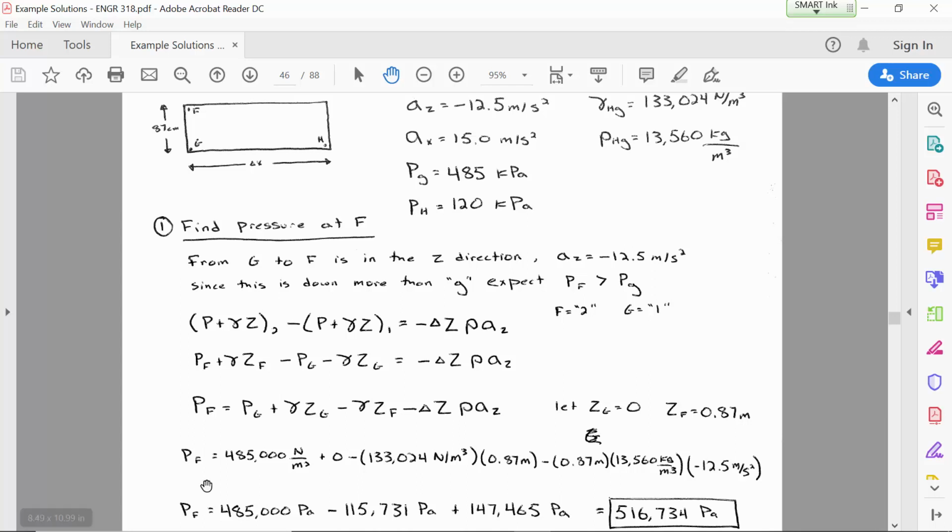Remember my advice about including the units in the calculations? That also, I think, is important for Euler's because you've got both the unit weight and the density in the same formula. So it'd be easy to mix up and accidentally put like 13,560 where what you really needed was the unit weight.